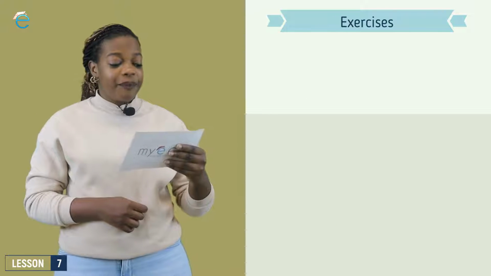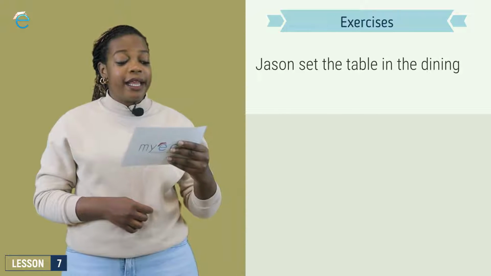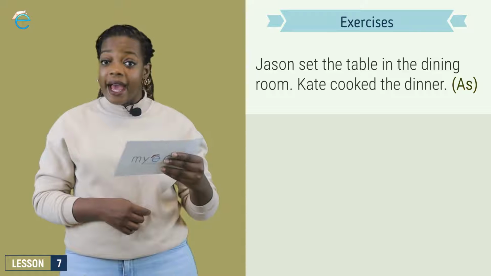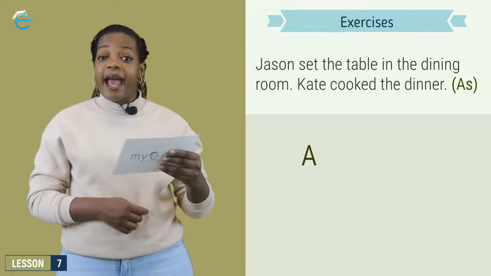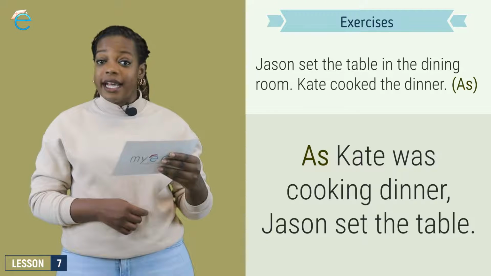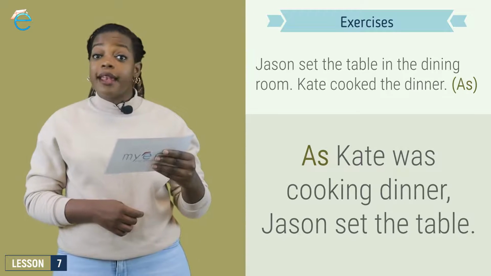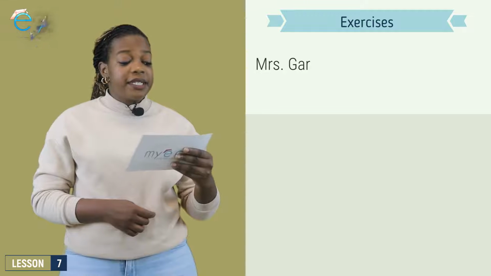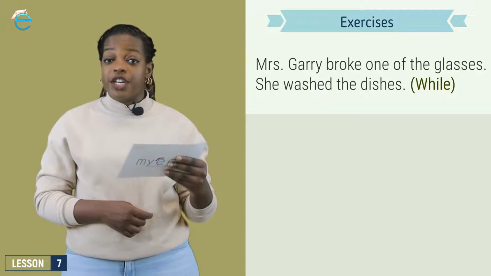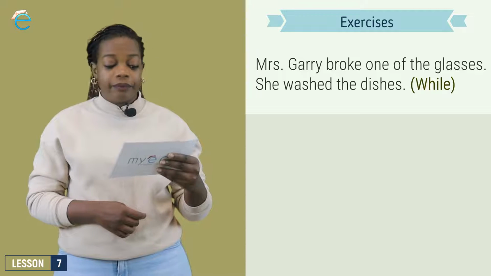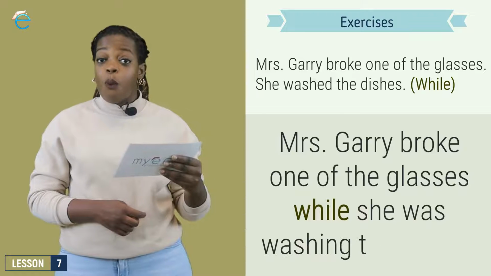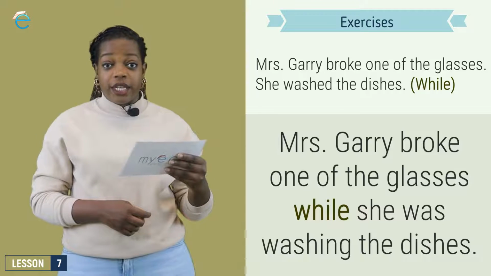Number 4, Jason set the table in the dining room. Kate cooked the dinner. As. As Kate was cooking dinner, Jason set the table. Number 5, Mrs. Gary broke one of the glasses. She washed the dishes, while. Mrs. Gary broke one of the glasses while she was washing the dishes.